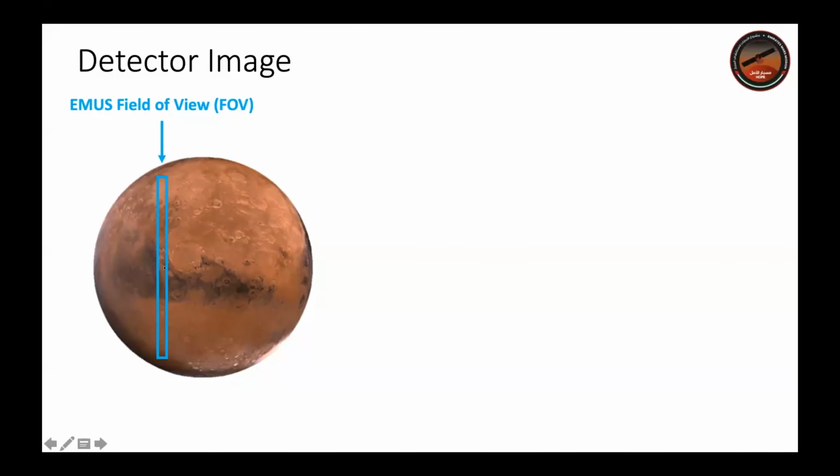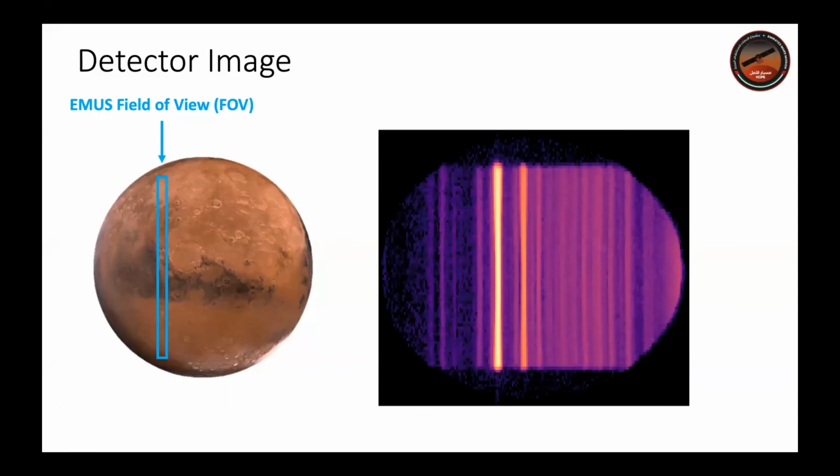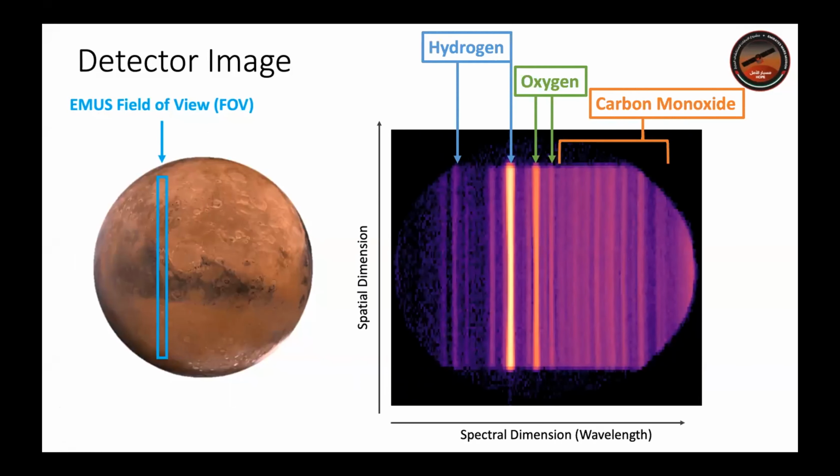EMUS's field of view is a very long, skinny, what we call airglow slit. So here's a roughly to scale projection of what that looks like against the disk of Mars. And so how do you make an image of the planet with this? Well, if you just take one picture, so to speak, one integration with the instrument, what you get is this on the detector.